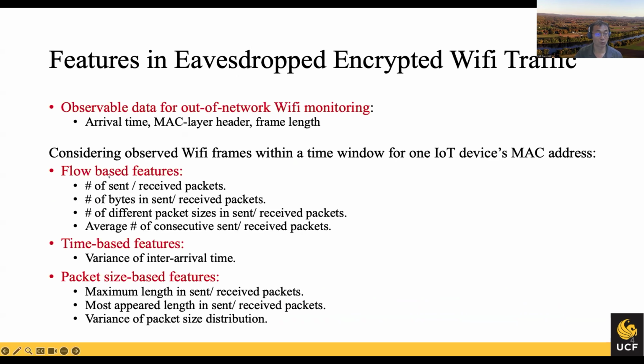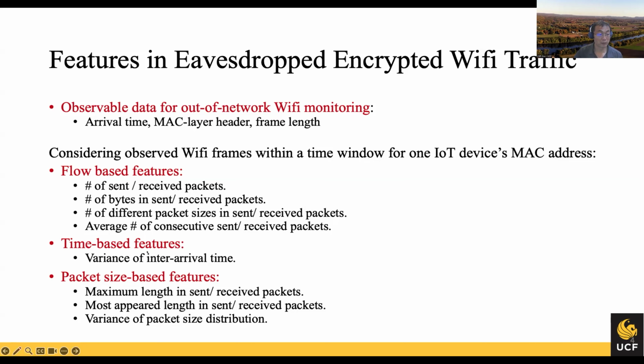These are the features we use to build this pattern, like flow-based features. In a time interval, for example 1 minute or 5 minutes, how many packets have been sent or received by that IoT device? How many bytes have been sent and received in that time window? And how many different packet sizes are in the sent and received traffic? Some devices generate diverse lengths of packets, and some devices generate only a few different sizes of packets. And the average number of consecutive sent and received packets before it receives a response from the other end.